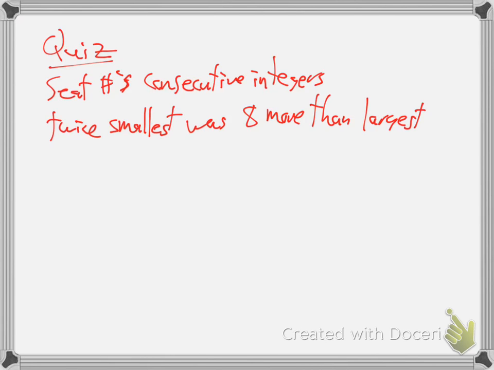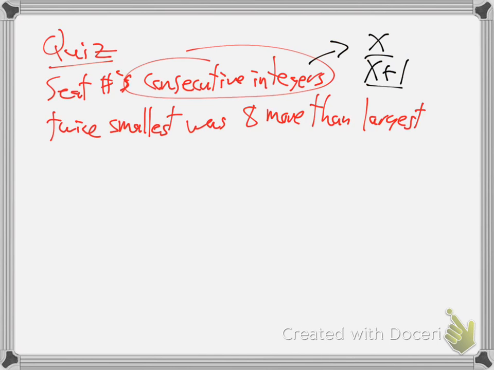So, what do we do for consecutive integers? What formula do we always use? X and x plus 1. Oh, there's 3, because there were 3 people. So x, x plus 1, and x plus 2. It just goes up by 1 every time.